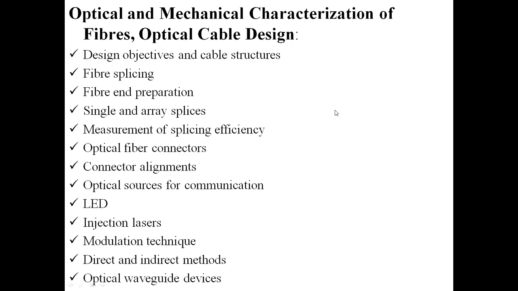At the time of joining two optical fiber cables, we have to prepare the fiber ends with the exact shape, so we go for fiber end preparation, and there are different types of fiber joint techniques. That is single and array splices, how to calculate efficiency for this splicing, what are the different types of connectors, and the different types of connector alignments we discuss in the second half of the first unit. And similarly, you will discuss the different types of optical sources.